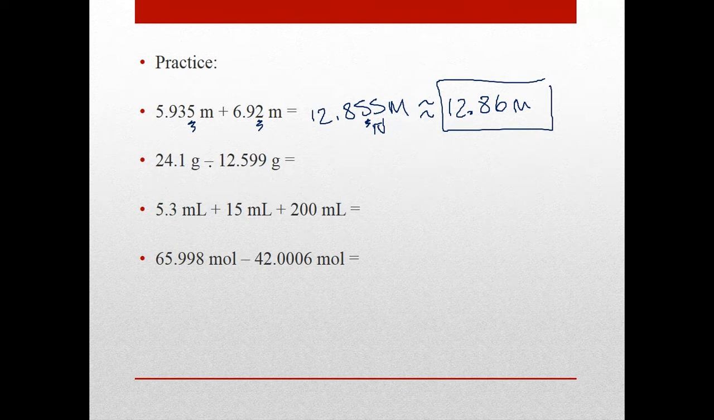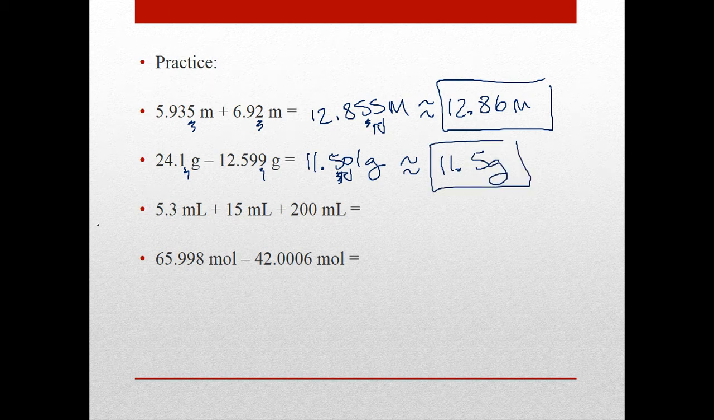Next one, 24.1 grams minus 12.599 grams gives us an answer of 11.501 grams. We have a tenth. We have a thousandth. Tenth is bigger, so our final answer needs to be rounded to the tenths place. The 0 leaves that 5 a 5, and so our final answer is 11.5 grams.